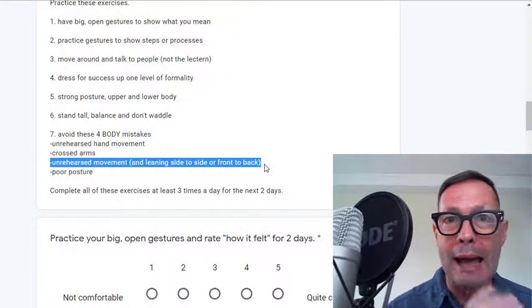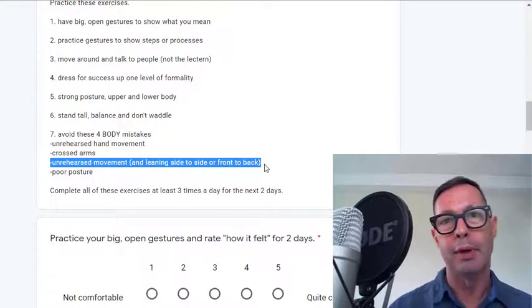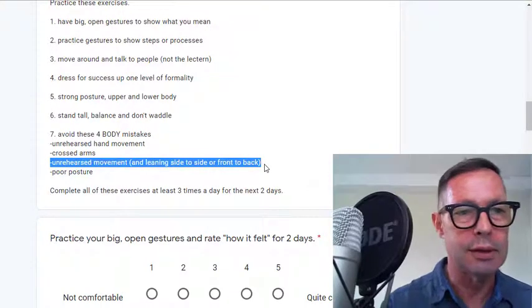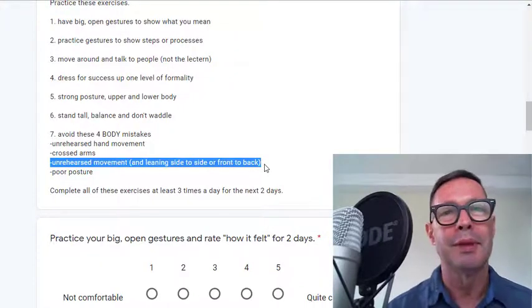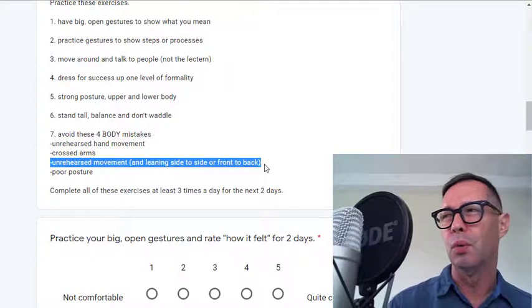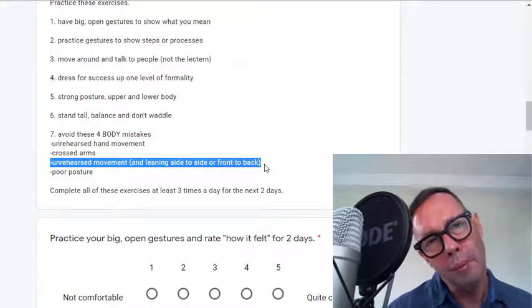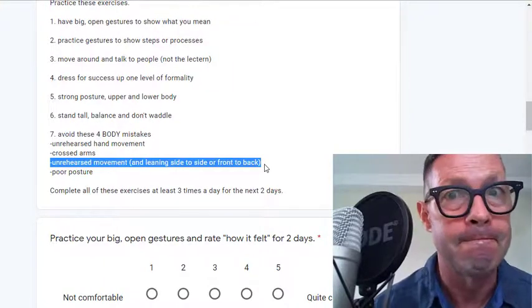And then last, we have poor posture. We talked about standing strong and strong posture. Well, that's poor posture. When have you seen a president or a world leader with really bad, poor posture?